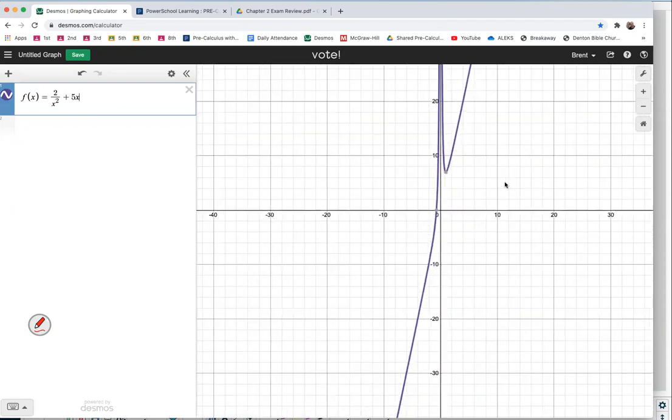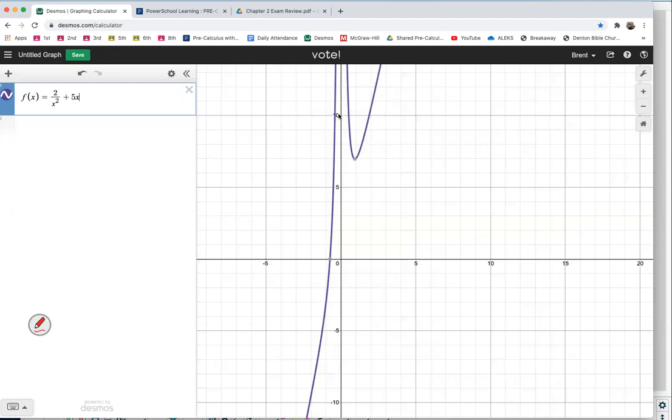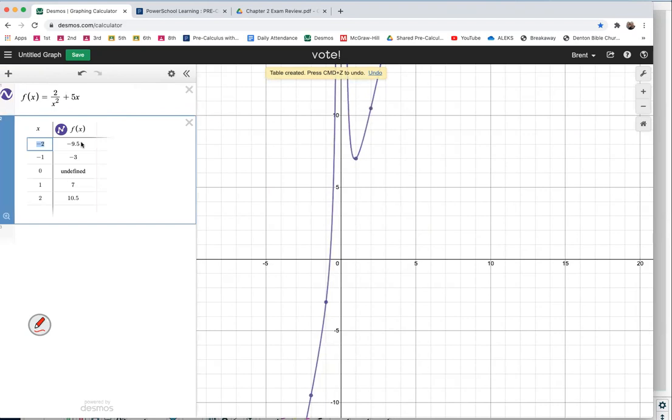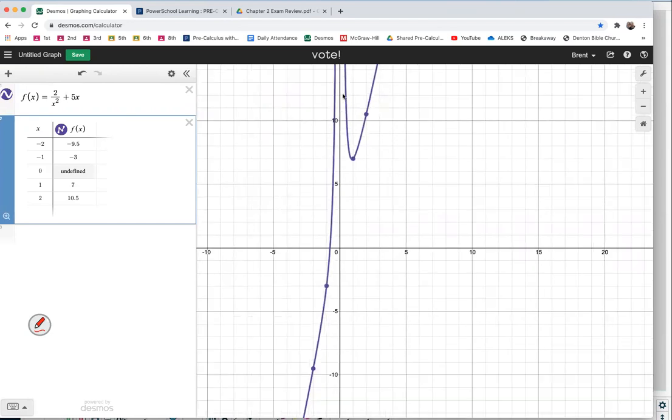So when I look at the graph, there is a break. There are 2 pieces here, and you can check the table. A table is a great check on domain. And at 0, did you see how it says undefined? That means it does not hit 0, that graph is in fact broken apart there. So the domain here is everything but 0. That's why we said x does not equal 0.